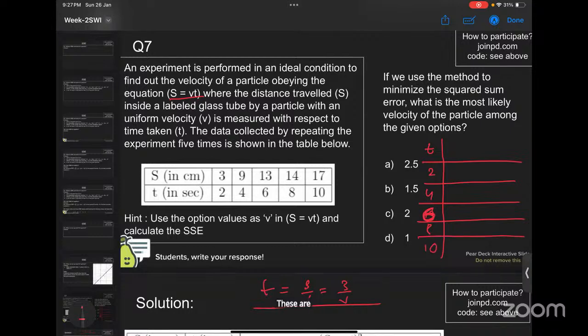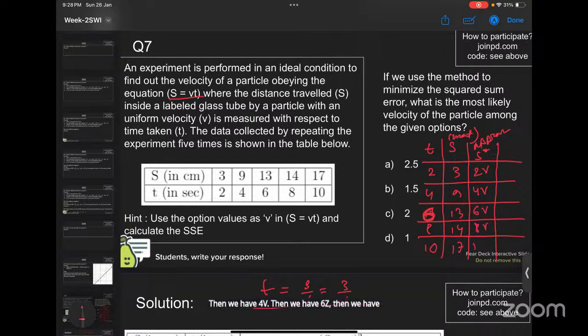These are all the inputs, and we have the exact outputs. This is our exact, which is 3, 9, 13, 14, and 17. Then we have the approx, A star. So what will be the approx? For the first, we have 2V, then 4V, then 6V, then 8V, then 10V. Is it fine? Yes, ma'am. Then we can write the errors, which are 2V minus 3, 4V minus 9, 6V minus 13, 8V minus 14, and 10V minus 17. Now we can calculate the SSE.